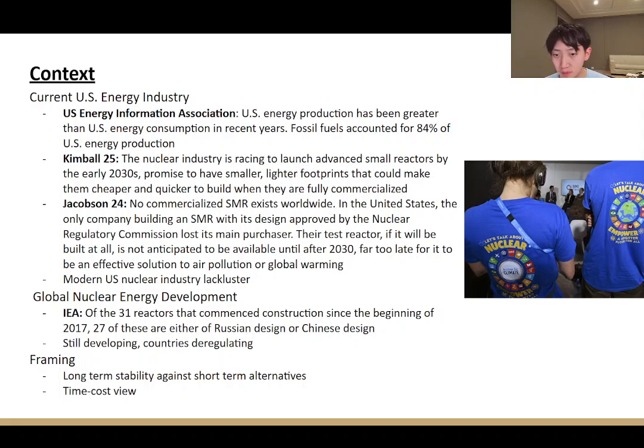Okay, let's go into framing. So this is essentially how I pictured how debaters are going to be structuring their arguments on the AF versus the neg. On the AF, it's long-term stability against the neg's short-term alternatives, right? Because for the AF, you're promoting this future where, yes, nuclear energy is extremely cost efficient and it's also energy efficient, which means that it will be a lot better than a lot of alternatives that we're facing right now, right?